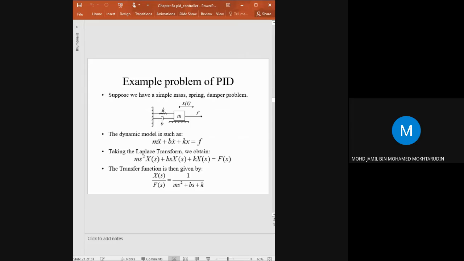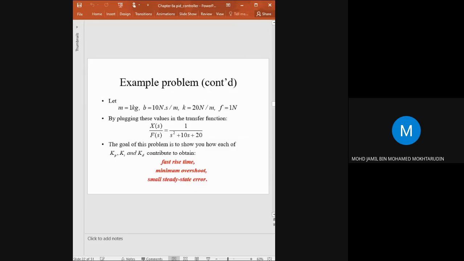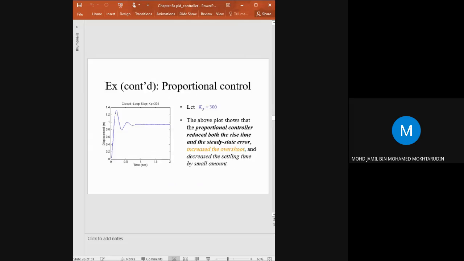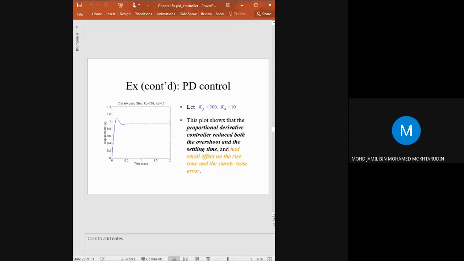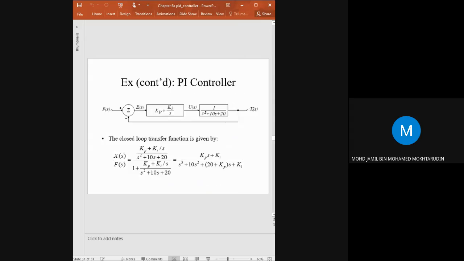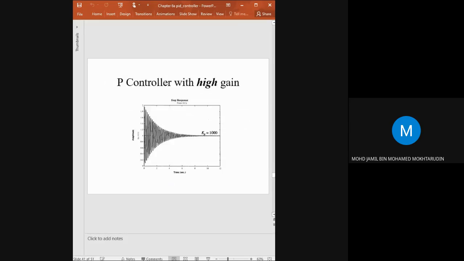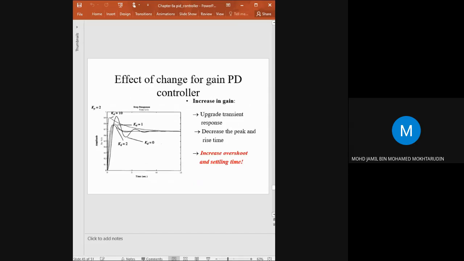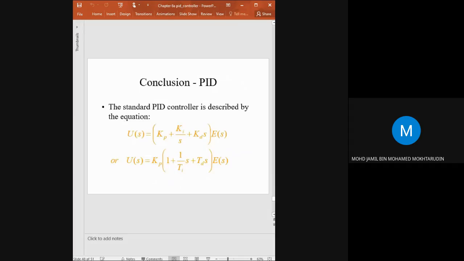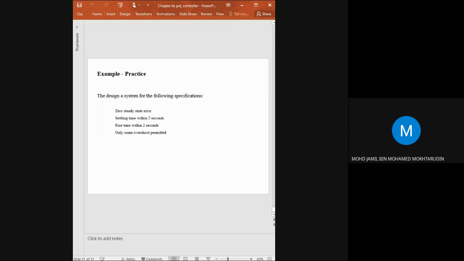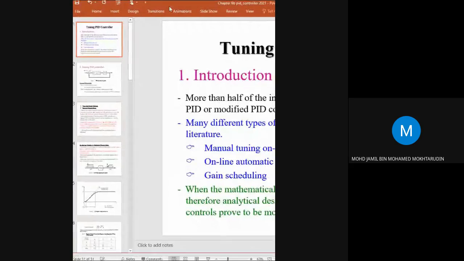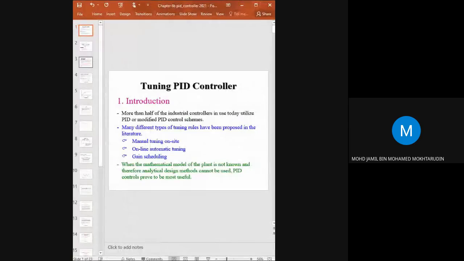Okay, so the rest of slide 6A is about PID controller example. What happens if you use P, PI, PD, and PID? Okay, so I skip this because it doesn't come out in the final on the theoretical part. So we go straight to tuning the PID controller.